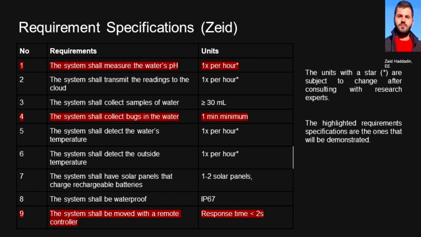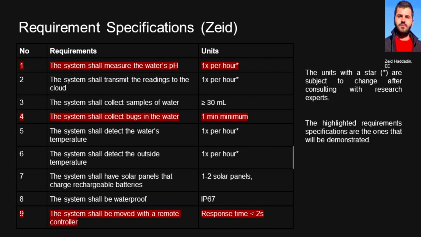This information is crucial for various applications such as water quality assessment, aquatic ecosystem monitoring, and industrial processes. Our demonstration will showcase the system's ability to provide real-time pH readings, allowing us to monitor and assess the water's chemical balance effectively. Moving on to the second feature, our system also includes a bug collection mechanism.